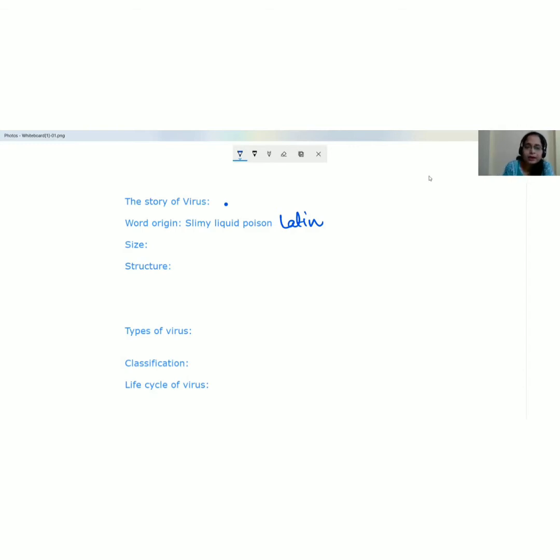Okay, now let's talk about the size of this virus. This virus is so extremely small that you cannot observe it with the compound microscope. You can only observe this virus under the electron microscope. Now you may ask me, what is the compound microscope? The compound microscope is the same microscope that you observe in your laboratory.